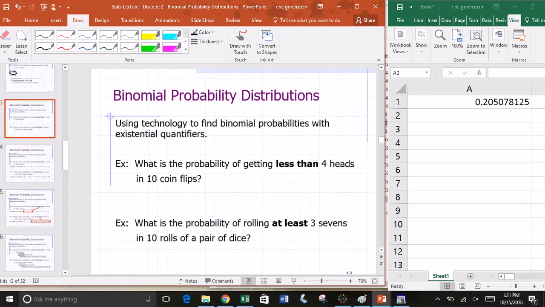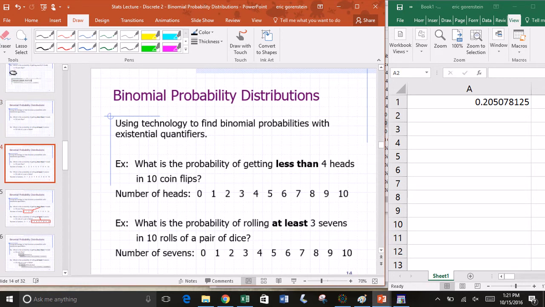So, for example, in the first one, there are 11 possible numbers of heads. If you flip all tails, well, that's here. If you flip all heads, well, that's here. Anything in between, x could take on any one of those values. And again, number of sevens, if you don't roll any sevens, you're here. If you roll 10 straight sevens, which is highly unlikely, you're here, or x could take on any value in between. So now, which values correspond to less than 4, and which values correspond to at least 3?